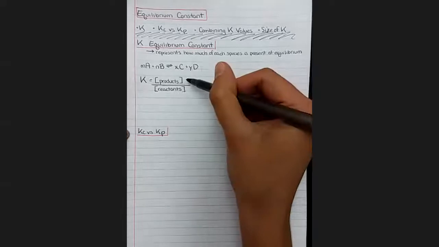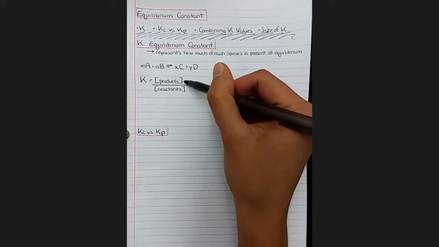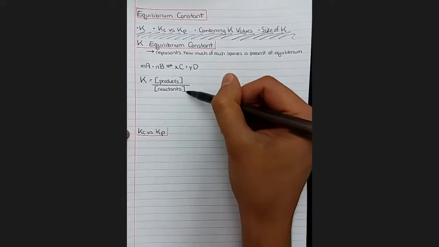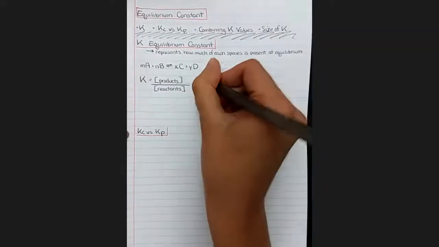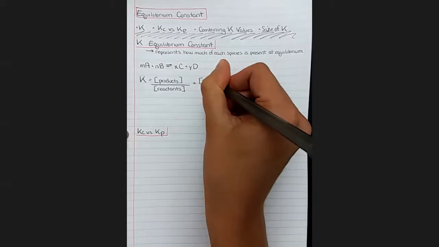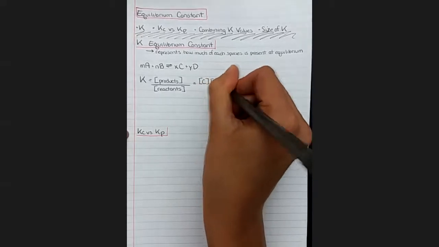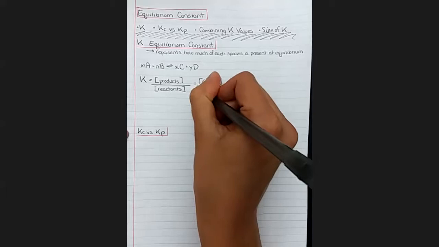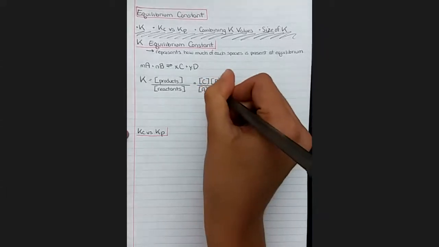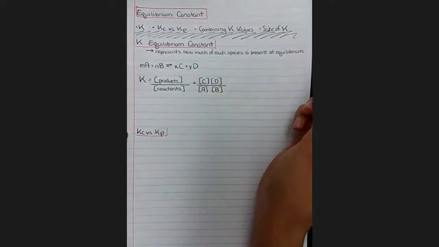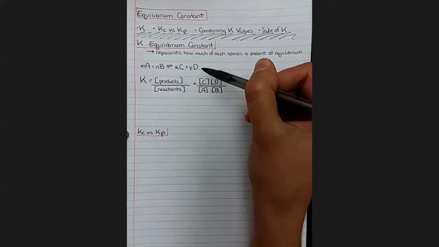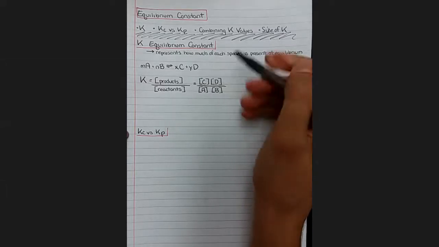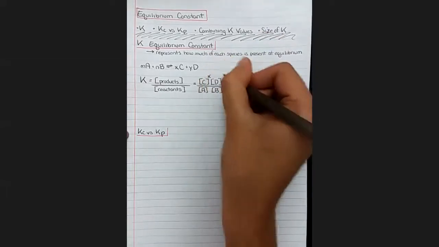And in that way, the amount of product indicates how far the forward reaction proceeds, and the amount of reactant indicates how far the reverse reaction proceeds. So we can write that as concentration of C times concentration of D, which are the products, over the concentration of A times concentration of B. And there's one more thing we need to include. We need to include these stoichiometric coefficients from the balanced reaction as superscripts for each of these concentration terms.